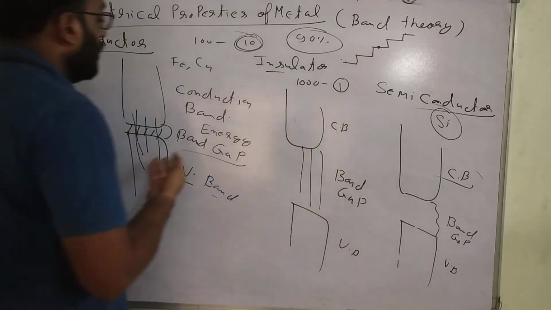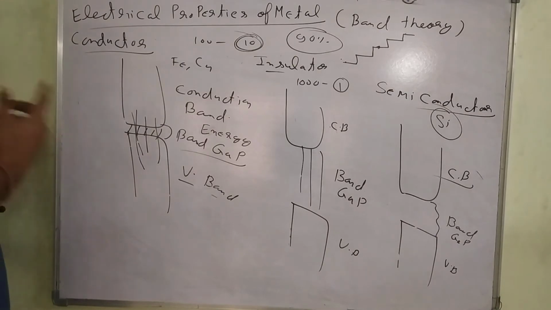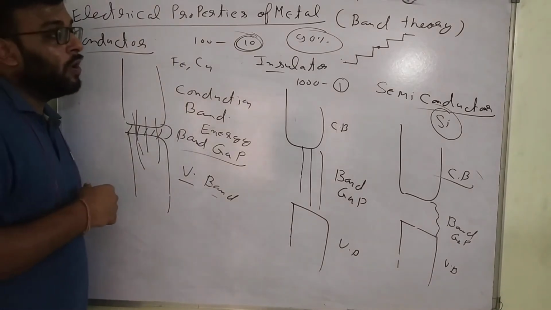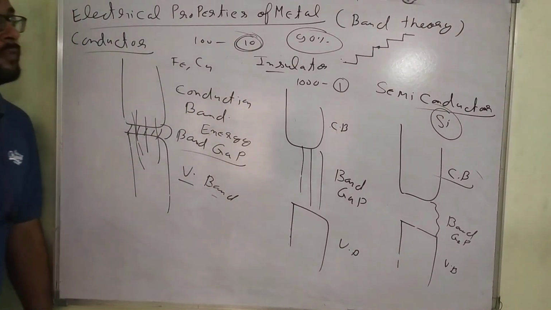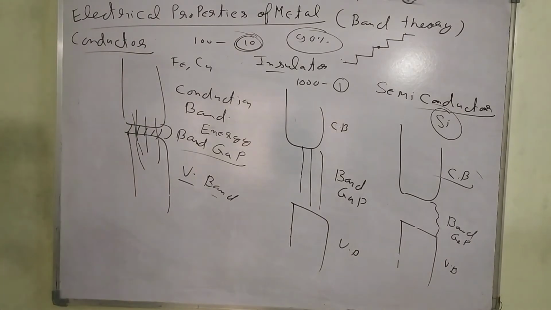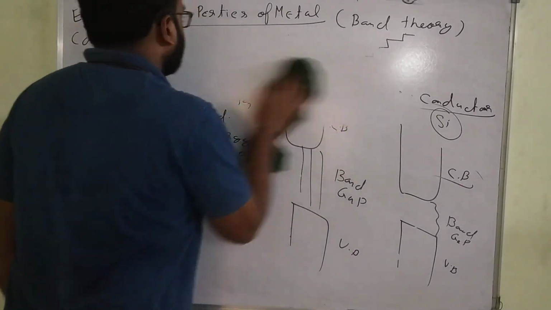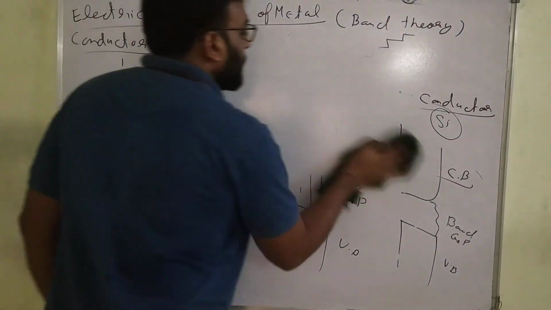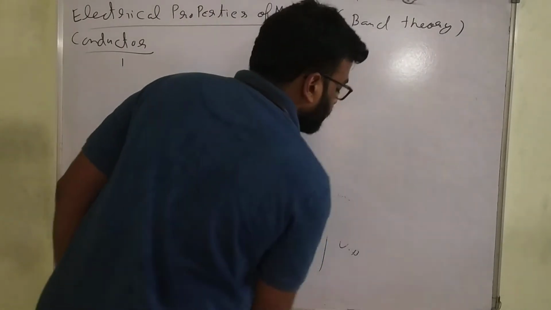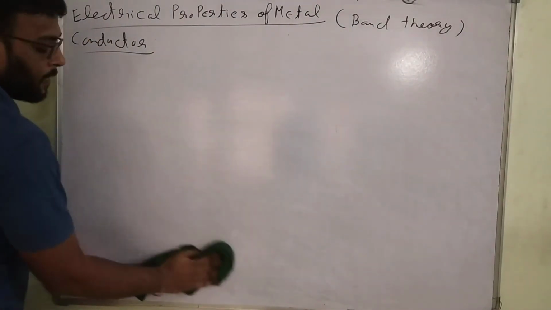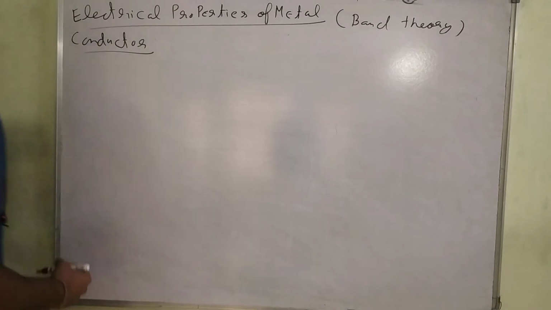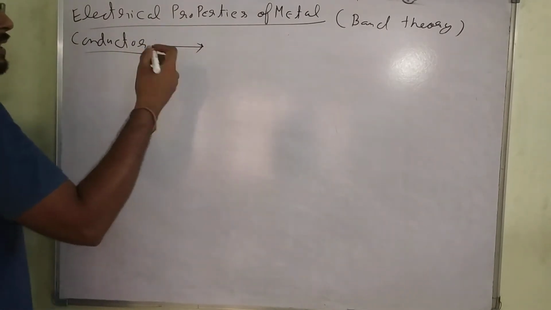In conductors, full electricity can flow. Just make the diagram. This diagram is already in your textbook. Just pause the video and make the diagram very clearly. Okay, I hope you noted. Next we have to write down some definitions regarding this. Conductors, as you know, have a very small band gap.